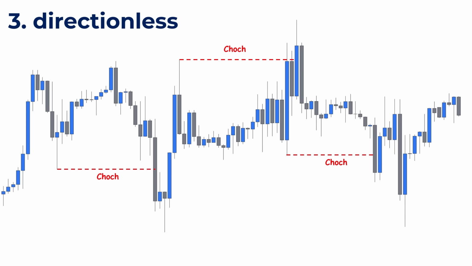We also have a directionless market, which occurs when the supply and demand are not powerful enough to push prices into a directional trend. When we continuously get changes of character on the opposite side and can't surely identify the trend, we have a directionless market. This trading plan is a trend continuation strategy, so implement it when you can clearly identify the price direction.